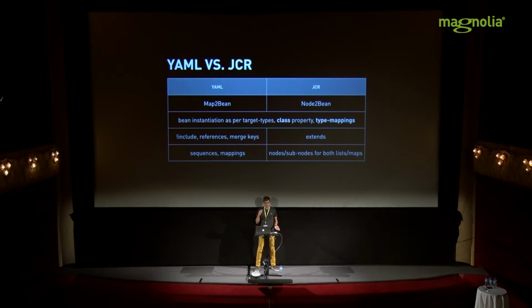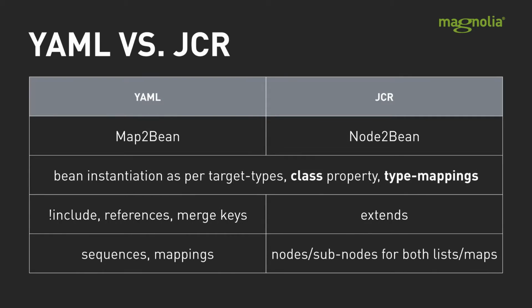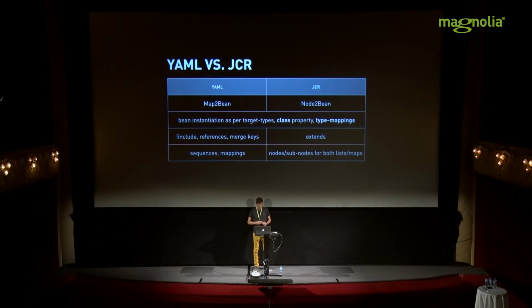A word about YAML versus JCR, because I cannot talk about map to bean without also comparing YAML and JCR. So we have map to bean on one hand, node to bean on the other hand. Both pursue a little bit the same goal. They serve for bean instantiation. They account for target types for the class property if you set it, and for type mappings as well, those which are registered in your module descriptors. But that's pretty much about the similarities.